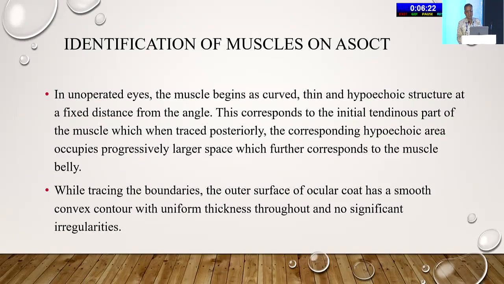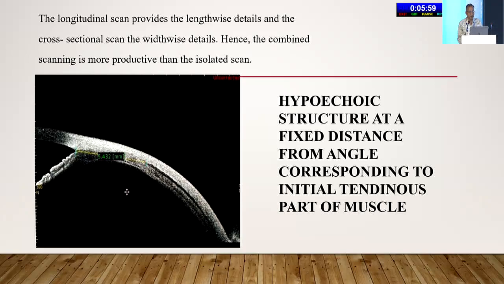Identification of muscle on ASOCT: in an unoperated eye, the muscle begins as a curved, thin, hypoechoic structure at a fixed distance from the angle, and this corresponds to the initial tendinous part of the muscle, which when traced posteriorly, the corresponding hypoechoic area occupies progressively larger space, which further corresponds to the muscle belly. The hypoechoic structure at a fixed distance from the angle corresponding to the initial tendinous part of the muscle is seen in this figure. The longitudinal scans provide length-wise details and cross-sectional scans provide width-wise details, and hence combined scanning is more productive than isolated scans.